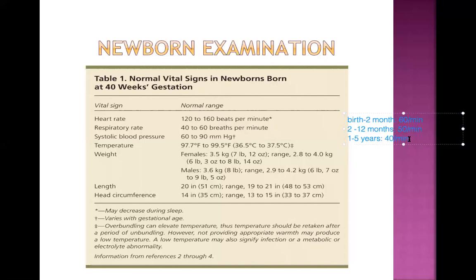So please remember this. This is a very, very important point. And if you remember, you can quickly diagnose pneumonia in this age group. And after that, it almost becomes like an older child. Regarding the systolic blood pressure, it ranges from 60 to 90 millimeters of mercury. We'll talk about systolic blood pressure in some other classes.